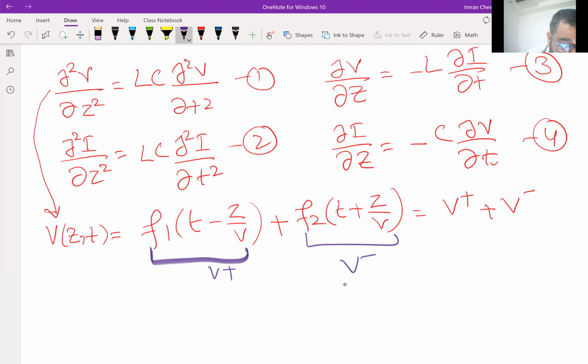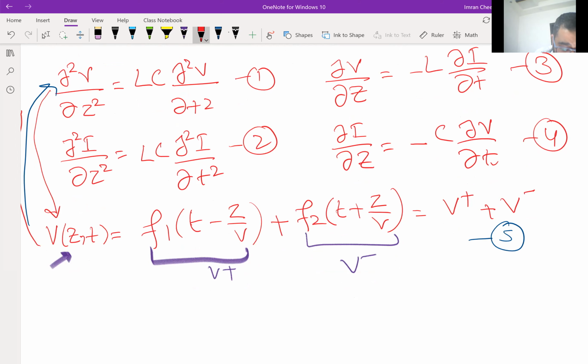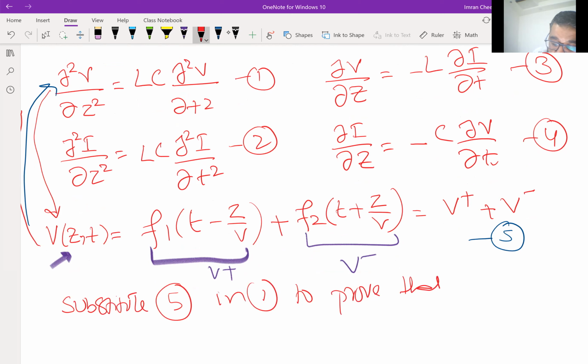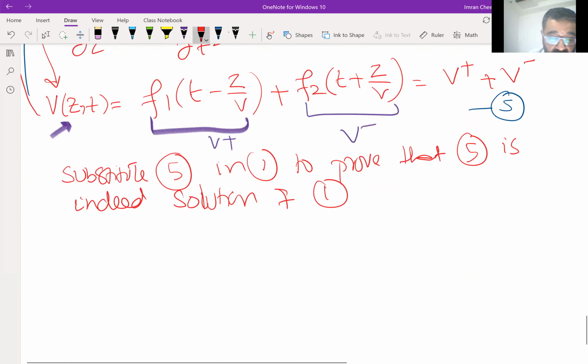If this is the solution, then it should satisfy this equation, right? So let's call this equation 5, and let's substitute 5 in 1 to prove that 5 is indeed a solution of 1. Okay, so let's substitute that.